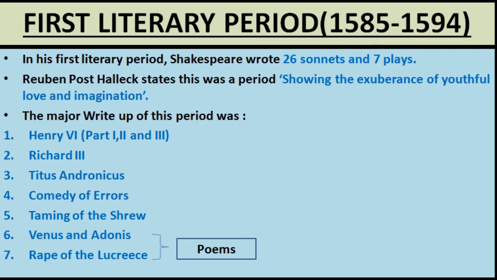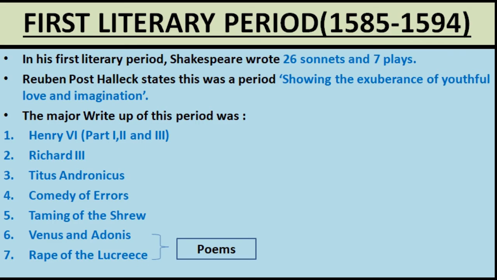Next, moving to the third point, what are the major write-ups of the first literary period? The very first is Henry VI, parts first, second, and third. All three parts of Henry VI were written in the first literary period. Second was Richard III, then Titus Andronicus, fourth Comedy of Errors, fifth Taming of the Shrew, sixth Venus and Adonis, seventh Rape of the Lucrece. The most important thing is that Venus and Adonis and Rape of the Lucrece are Shakespeare's poems, right?